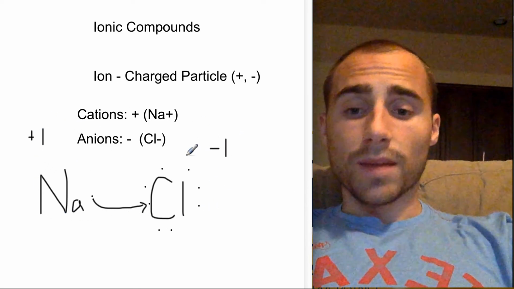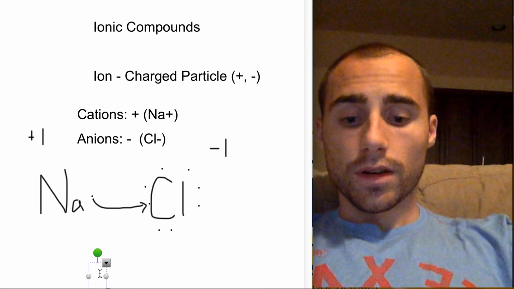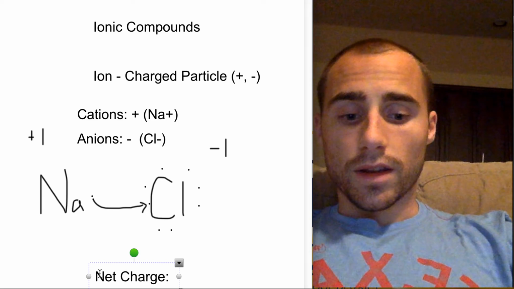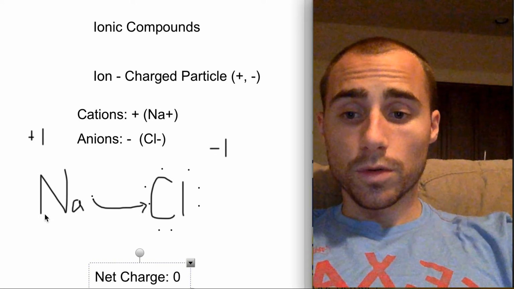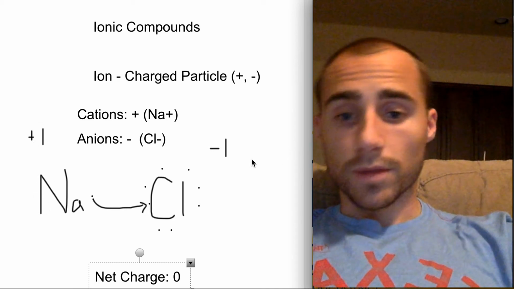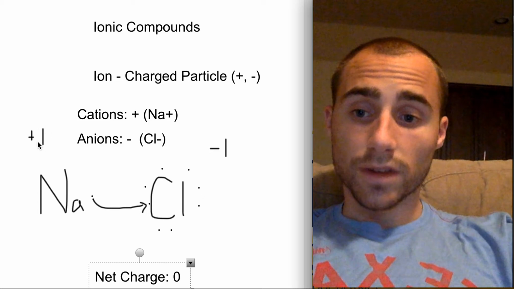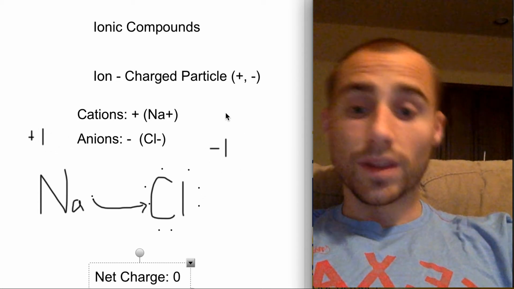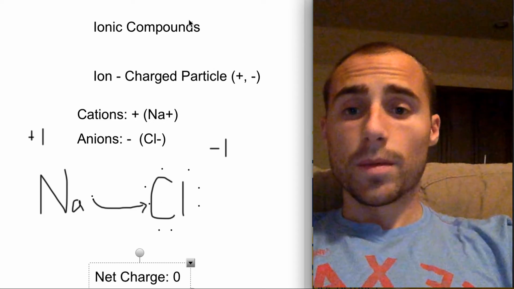One important thing about ionic compounds is the net charge has to equal 0. So the charge between the two ions, +1, -1, has to equal 0. So if we had one over here that was +2, and this was -1, then we would need 2 of these to equal one of these, right? Because it's got to equal 0. We'll get to that in a second.